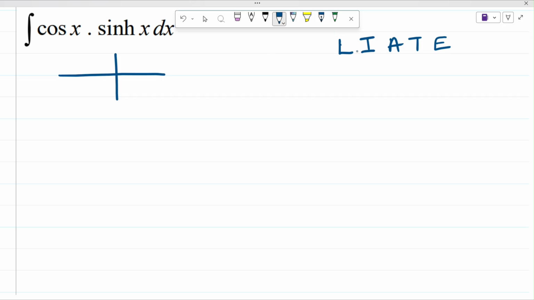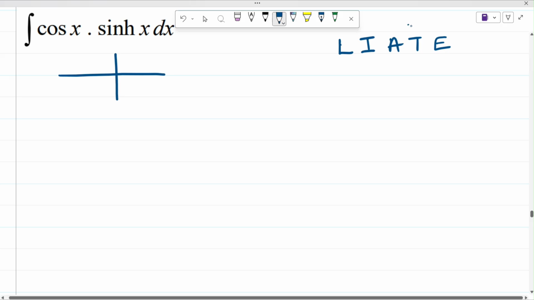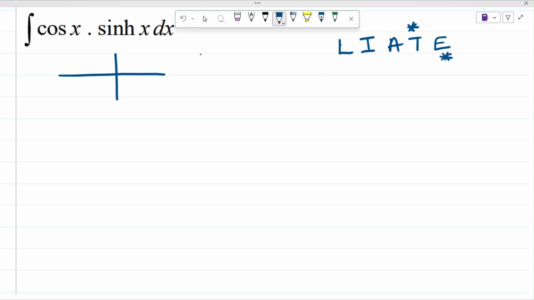So since we've got a trigonometric function and an exponential function, that means we're going to differentiate what? The trigonometric function, which is cos of x, and then integrate what? Integrate that hyperbolic function. And then just like that.